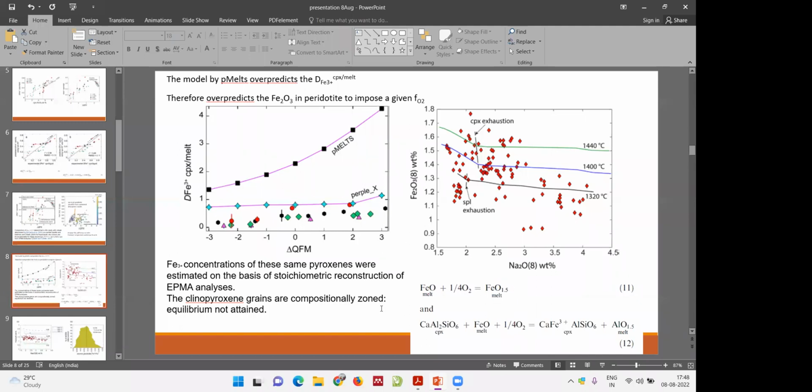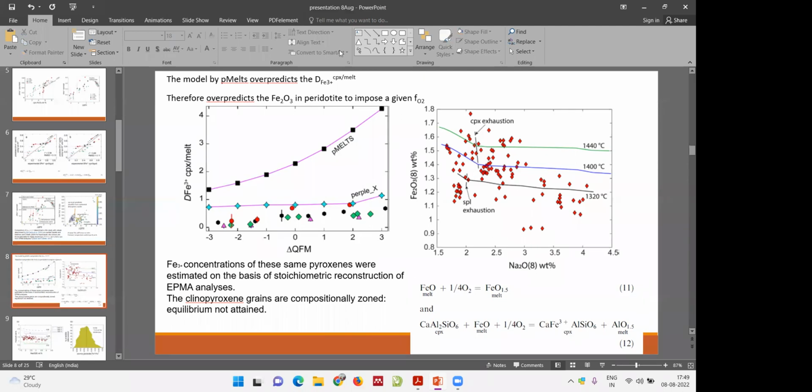From different plots, it has already been established that with the increase in oxygen fugacity, the Fe3+ concentration is increasing. So they have suggested these two equations, which suggest that increasing oxygen fugacity can cause a replacement, a substitution mechanism. Here, aluminum is being substituted by Fe3+. So this reaction 12 can be one of the reactions that is possibly operating in this condition.